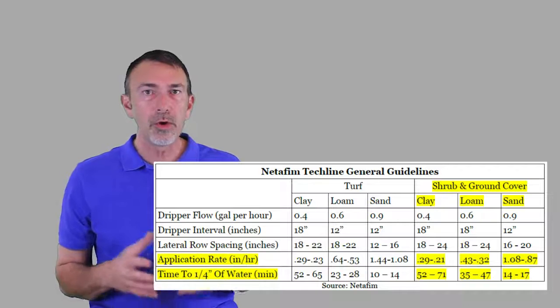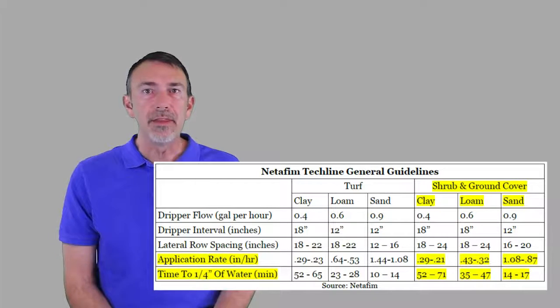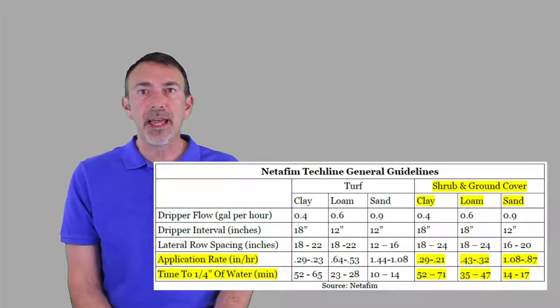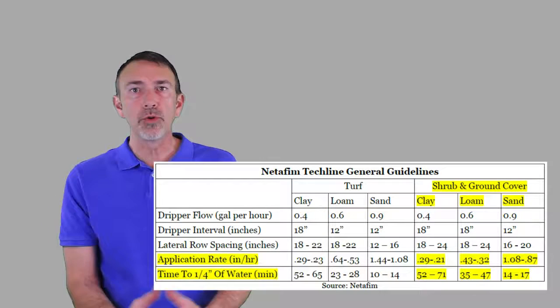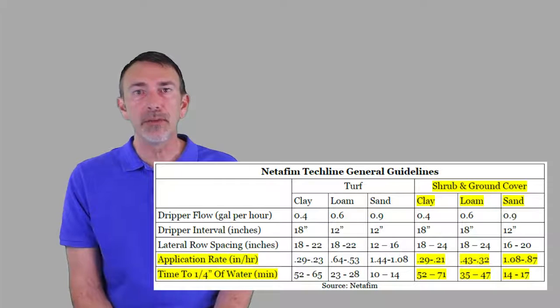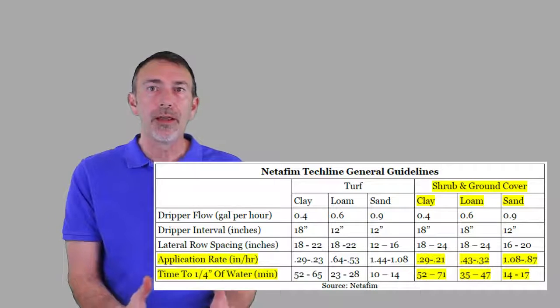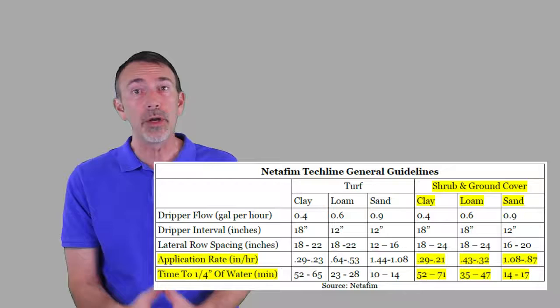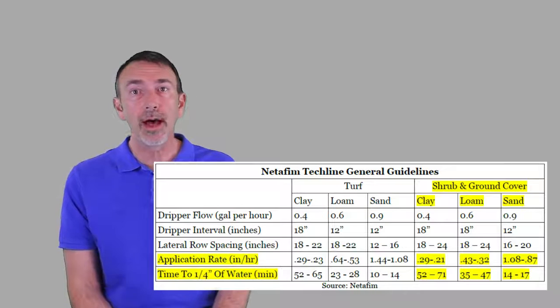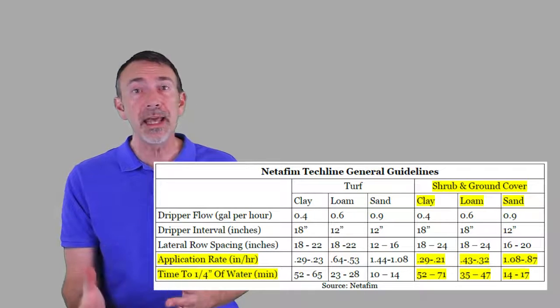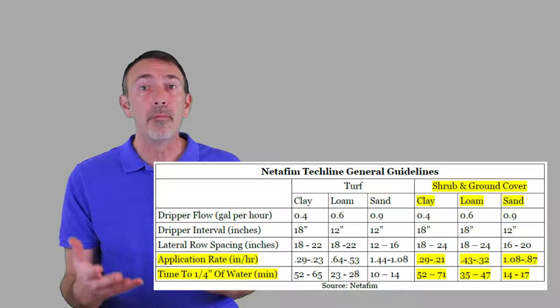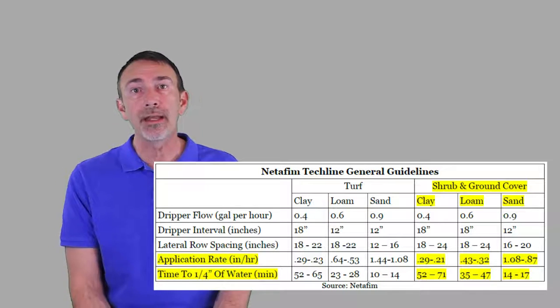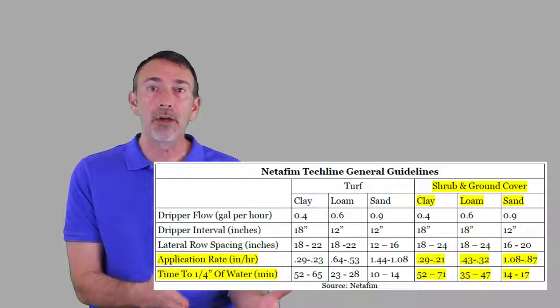So let's go on to the next chart. What you're going to see here on this chart is the application rate. That's the next to the last line. And you notice that for each of the different soil qualities, it's giving you a different application rate based on the size of the drippers that we choose for that particular soil type. But as you see for the sand, it's laying water down at a much higher application rate than what we've picked out for the clay.